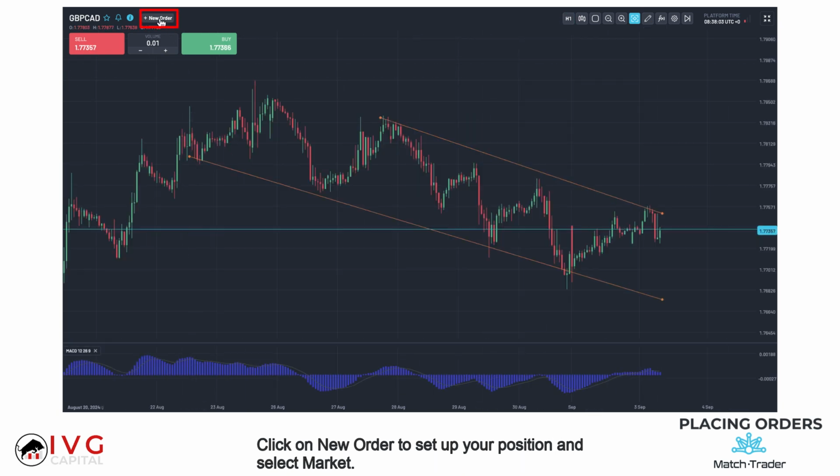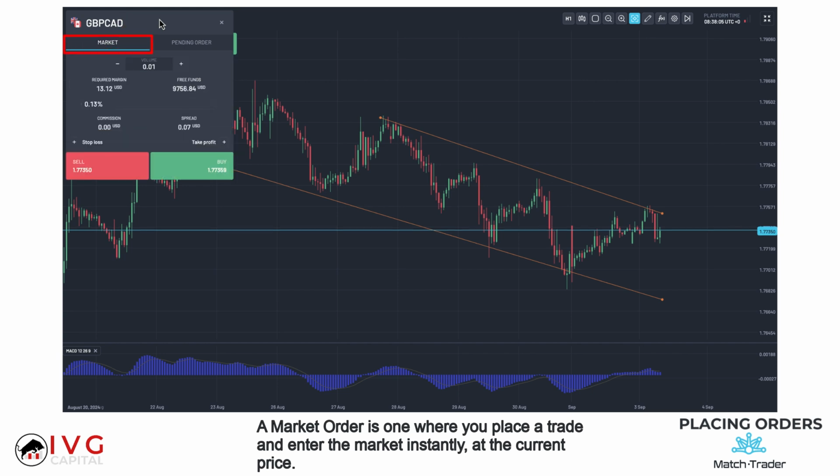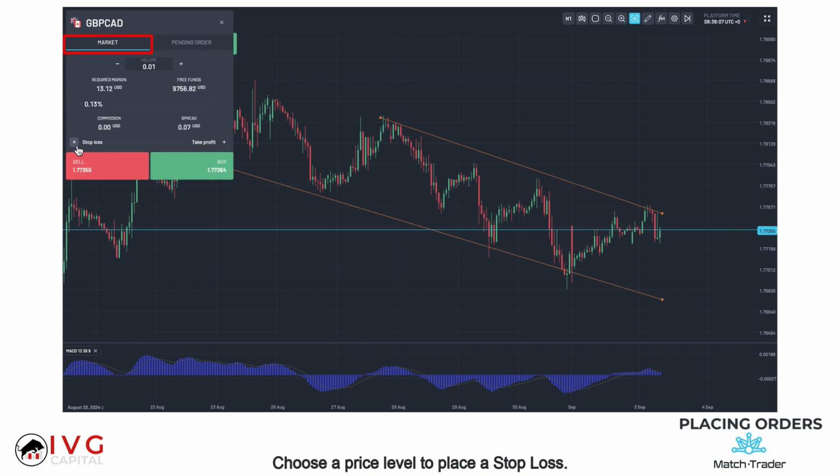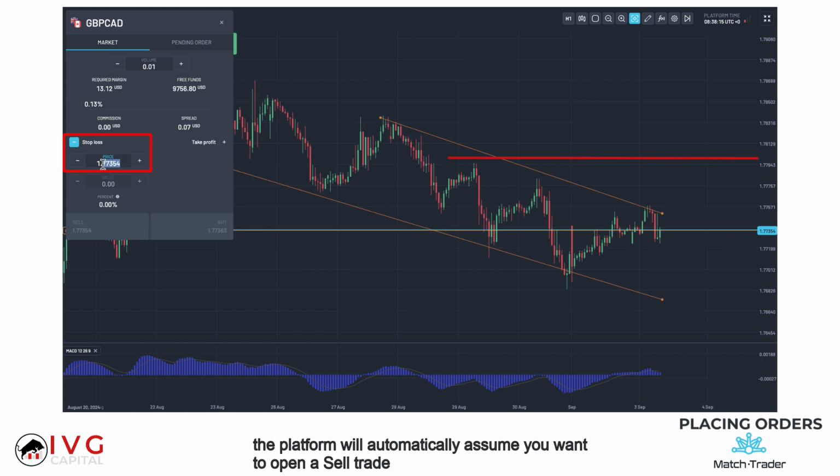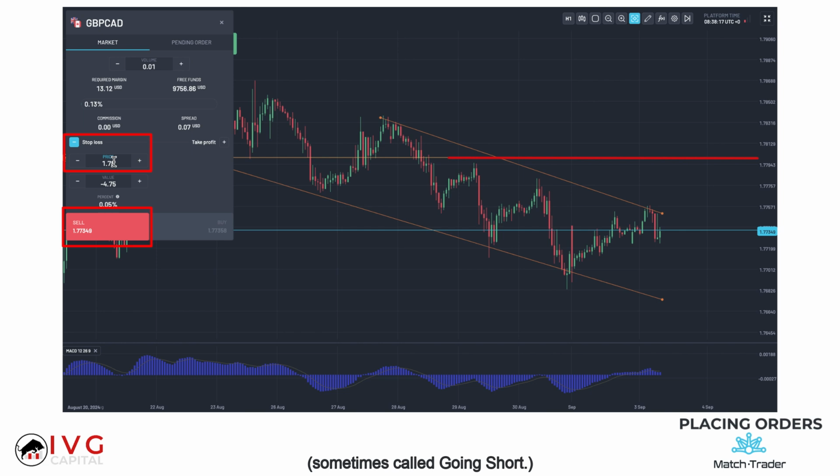Click on New Order to set up your position and select Market. A market order is one where you place a trade and enter the market instantly at the current price. Choose a price level to place a stop loss. A stop loss protects your account in case price action does not go in the direction you wish. If your chosen stop loss price is higher than the current price, the platform will automatically assume you want to open a sell trade, sometimes called going short.